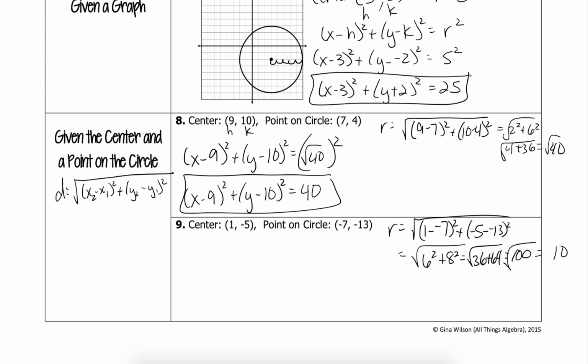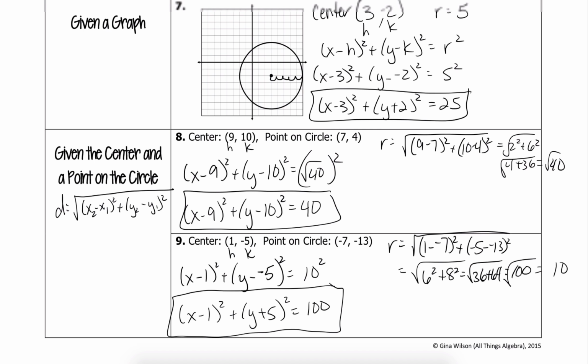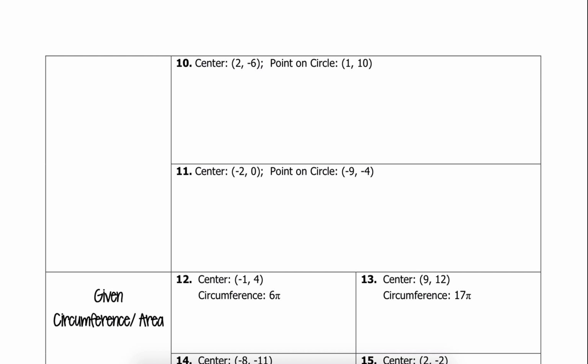Okay, so now here's my h, here's my k. Y, oh my gosh, why did I start with y? I don't know why I started with y. X minus h squared plus y minus k squared equals the radius squared. So when I simplify that just a little bit, we get that plus 5 and then 100. All right.